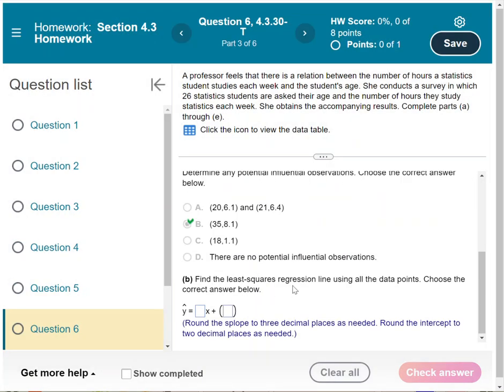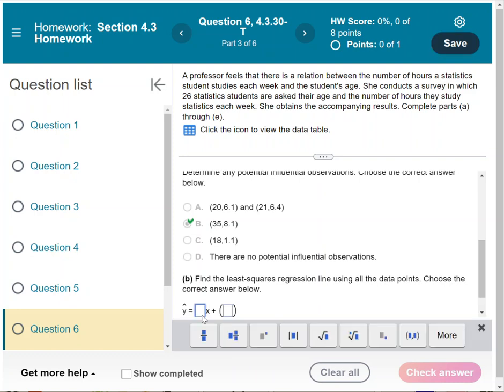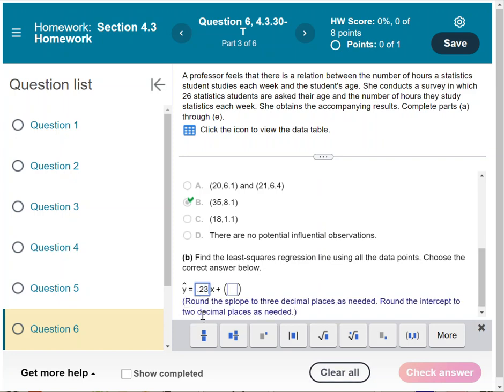Find the least squares regression line using all the data points. Choose the correct answer below. Now first time I did this one I messed it up because notice it says they want the slope to 3 decimal places and the intercept to 2 decimal places. So we had gotten the slope as 0.231 and the intercept as negative 0.909, so it would be negative 0.91.